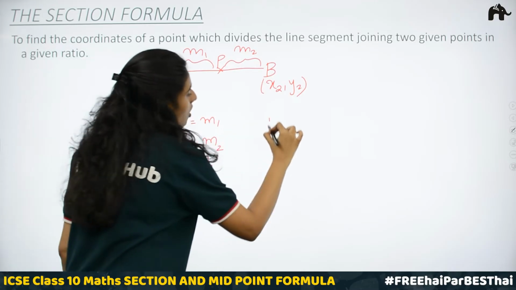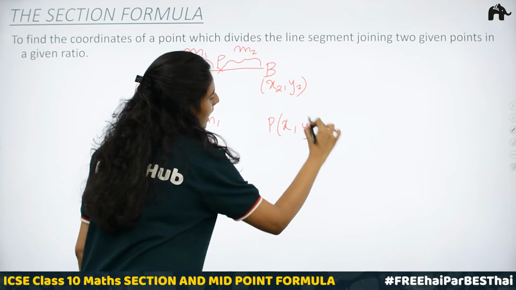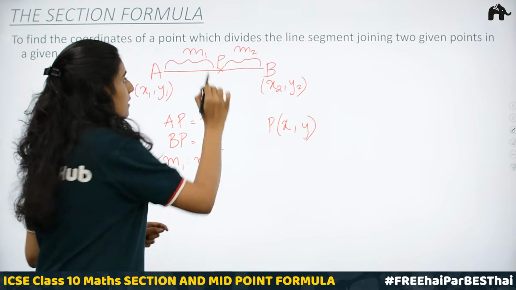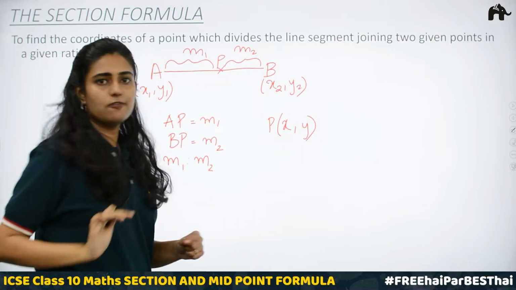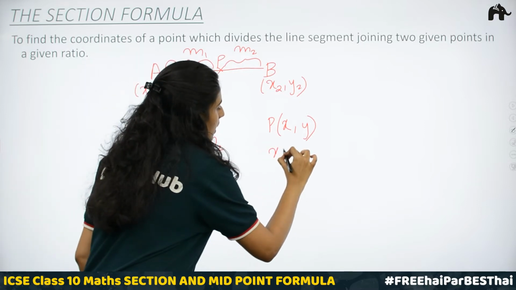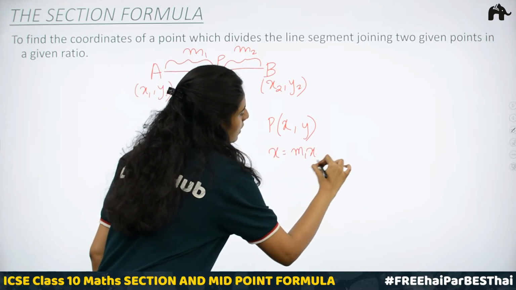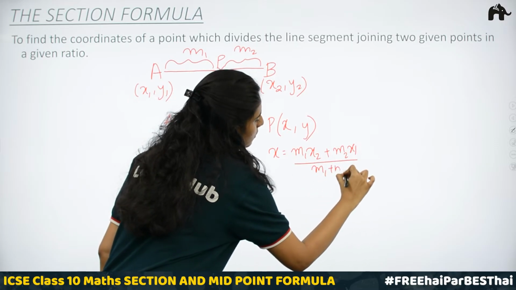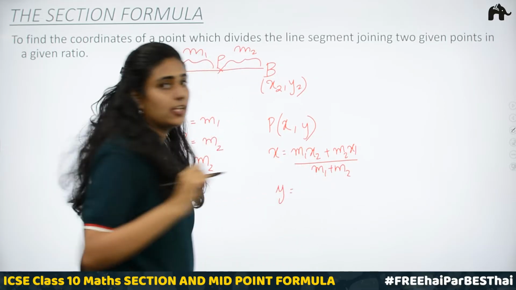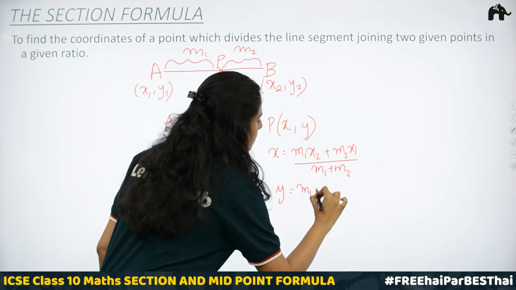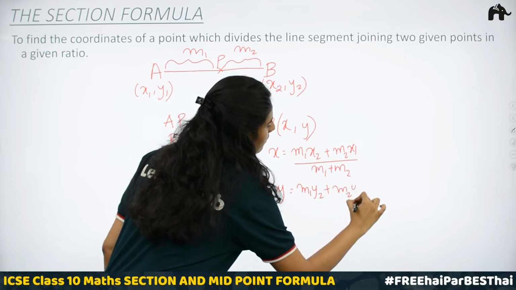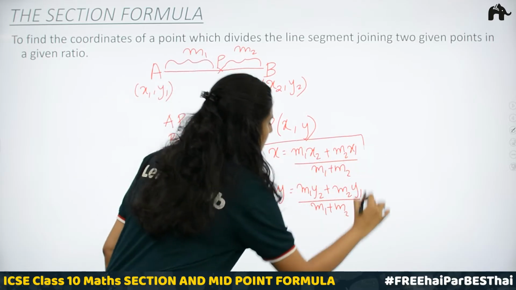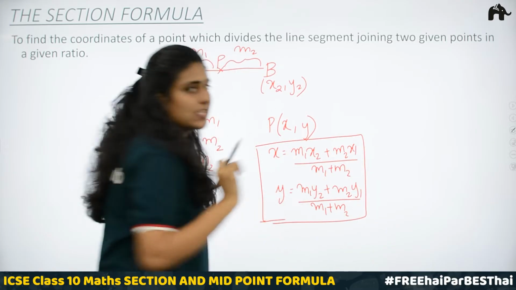We will take the coordinates of point P as x, y. We don't know what x and y are. Using the section formula, we can find what x and y are. x will be equal to m1 x2 plus m2 x1 divided by m1 plus m2, and the y coordinate is equal to m1 y2 plus m2 y1 divided by m1 plus m2. If you study these two formulas, you can solve every question from this chapter.